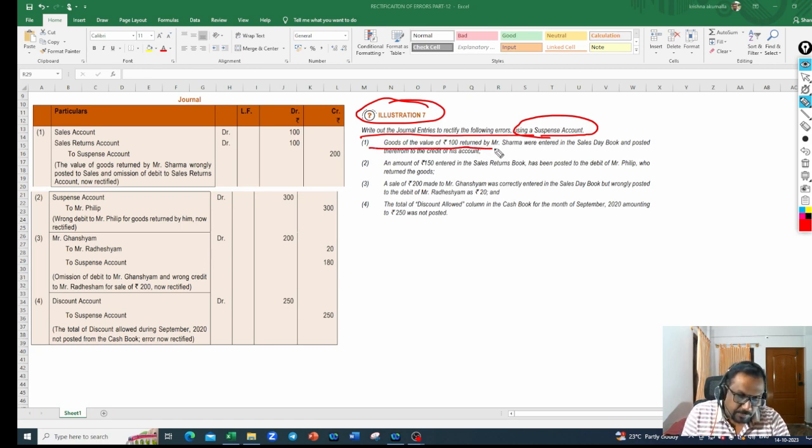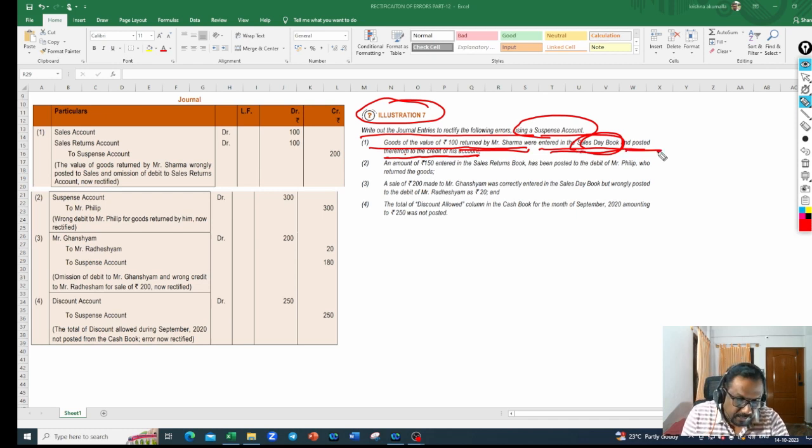Goods of value 100 rupees returned by Mr. Sharma were entered into sales day book and posted thereon to the credit to his account. They entered in sales book, but they posted to the credit of his account. Are you getting my point? Goods of the value 100 rupees returned by Mr. Sharma are sales returns basically, but posted in sales day book. Where are they supposed to post? They are supposed to post it in sales returns book. But where did they post? They posted in sales day book.